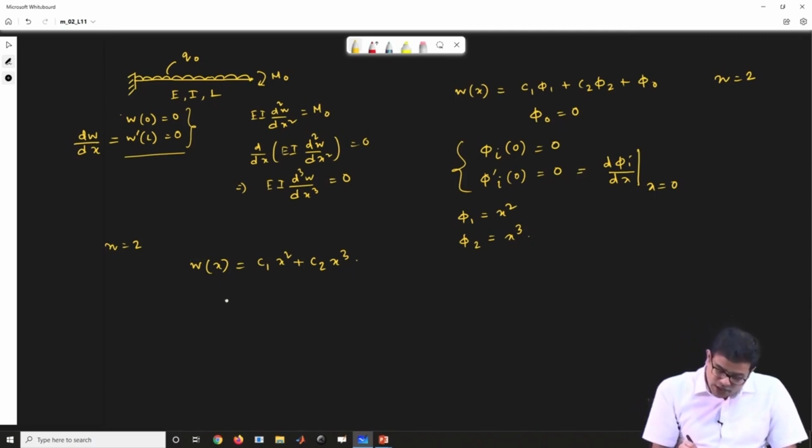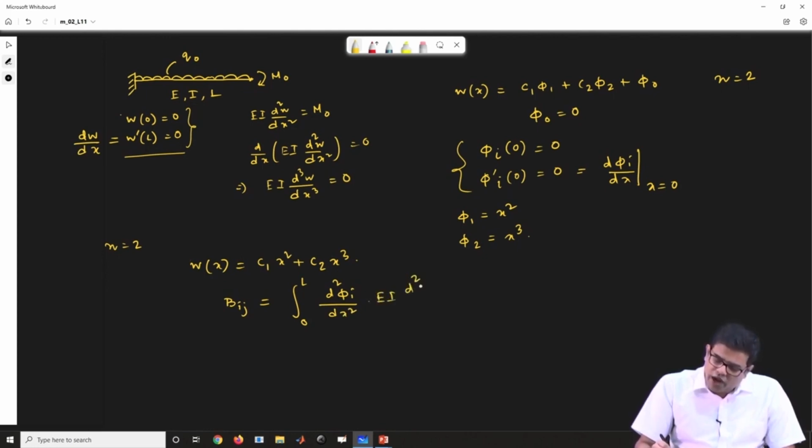First let us see what is my weak form. So let us find out Bij. So that is integral 0 to L of EI, not EI by 2. So phi I is my weight function. So d2 phi I dx2 into EI d2 phi j dx2 into dx.